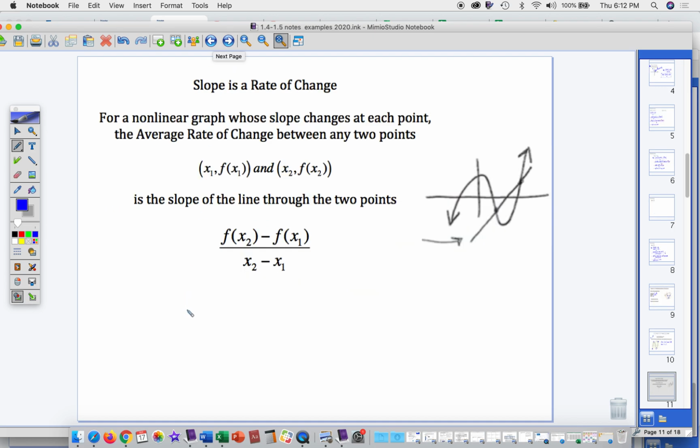Okay, next is slope as a rate of change. So for a nonlinear graph whose slope changes at each point, the average rate of change between any 2 points, and these are the points, x sub 1, f of x sub 1, x sub 2, f of x sub 2. If we plug that into our slope formula, we end up with f of x sub 2 minus f of x sub 1 all over x sub 2 minus x sub 1. Okay, so that gives us the slope through those 2 points. And this again should be something that should be reviewed from Algebra 2 from last year.